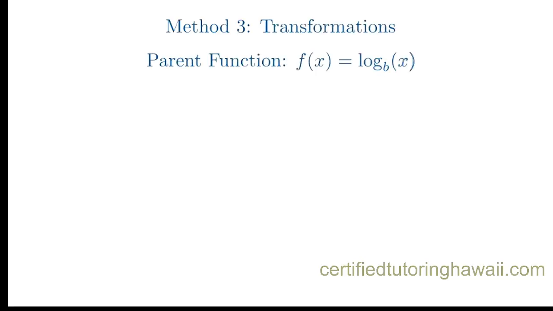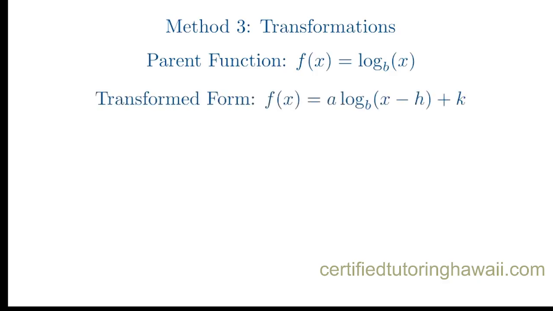A third way to think about constructing models is through transformations of the parent function. Our parent logarithmic function is just y equals log base b of x. Its graph is a simple curve passing through (1, 0). By applying transformations, we can create more complex models. The general transformed form is f of x equals a times log base b of the quantity x minus h, plus k. Each of these constants has a specific effect.